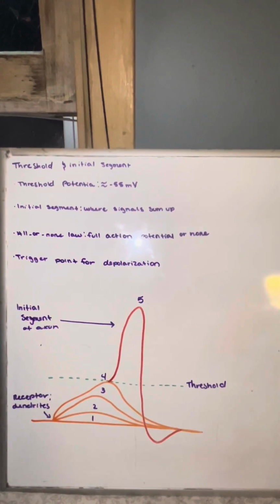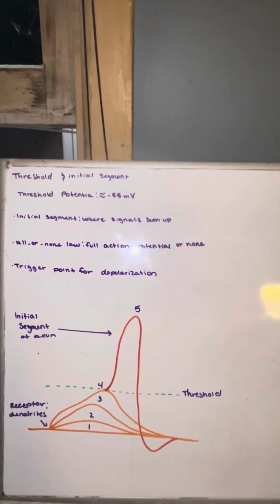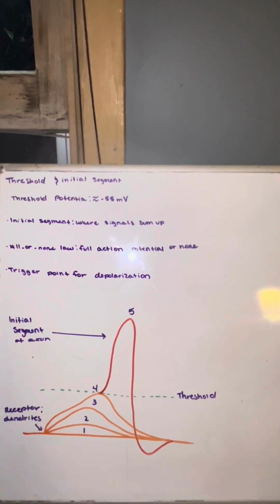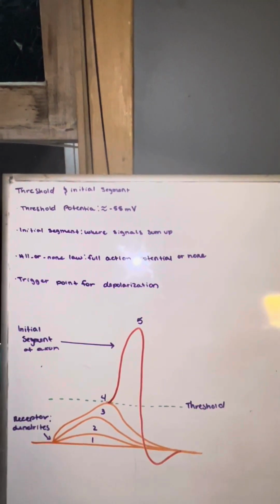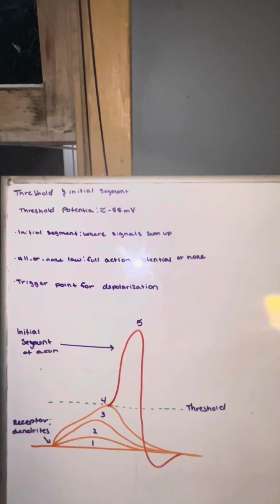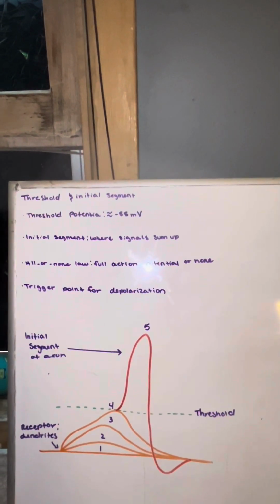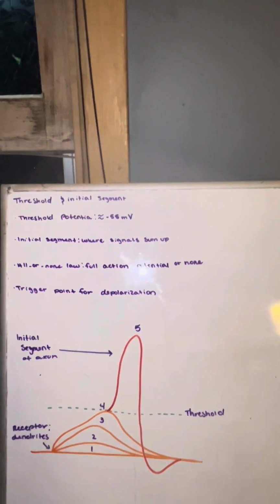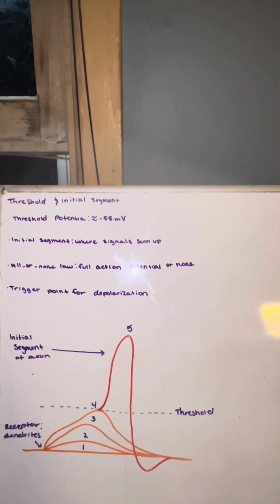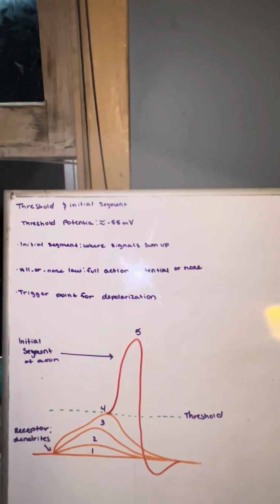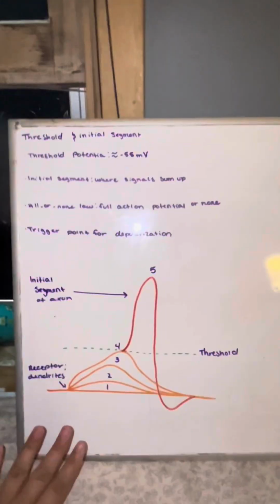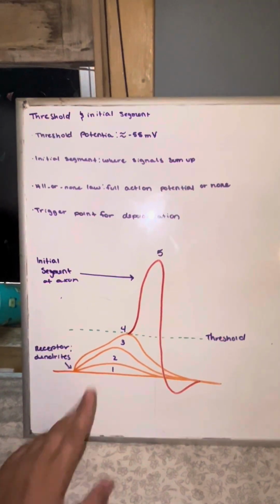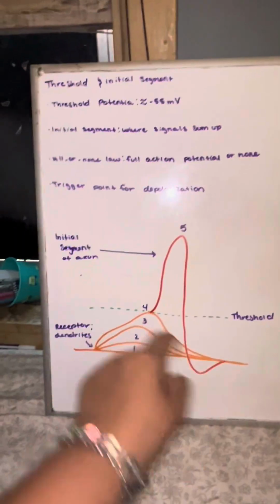Now we can talk about threshold and initial segment. If enough excitatory inputs add up, the neuron reaches the threshold membrane potential, around -55 mV. This occurs at the initial segment, near the axon hillock. When threshold is reached, the neuron fires an action potential, following the all-or-none law. It either fires completely or not at all. And I have included a diagram showing the threshold and initial segment, where here is the threshold.